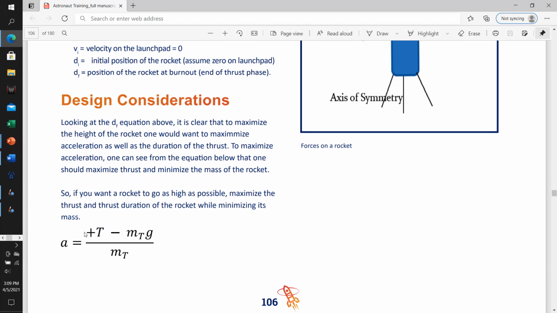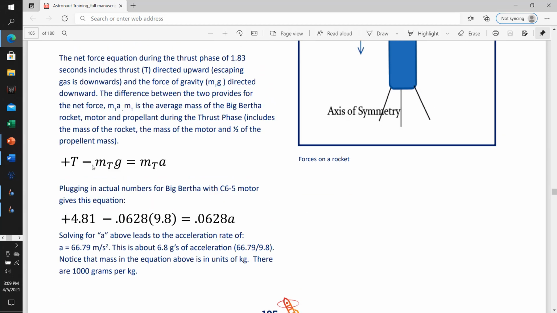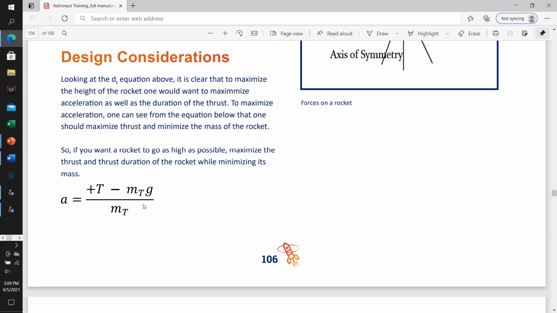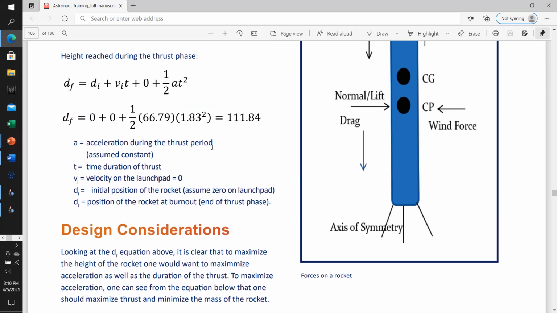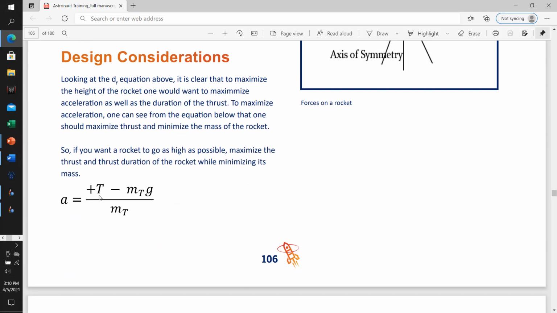Okay. So how do you go about maximizing the acceleration? So what I did was I solved this net force equation during the thrust phase for acceleration, and I got this right here. Okay, so to maximize acceleration, you want to maximize thrust, right? And you want to minimize the mass of the rocket. All right. So to conclude, to maximize how high a rocket will go, you want to maximize thrust. You want to maximize the duration of the thrust, and you want to minimize the mass of the rocket. So translation, a really tiny rocket with a really big motor.